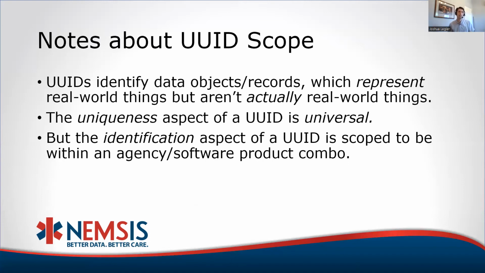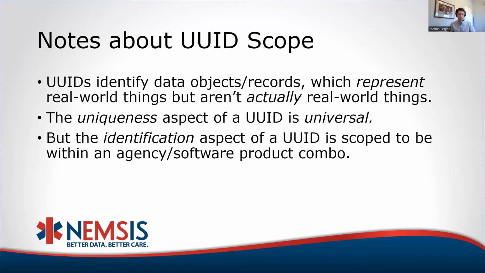So let me draw an example. Let's say an agency adds me as a personnel on their personnel list. They go into their agency data system and they say, I want to add a personnel. At that moment, their agency data system is going to generate a UUID for that personnel record. And then they're going to type in the name and birth date and license number and all that stuff about me as a personnel in their agency.